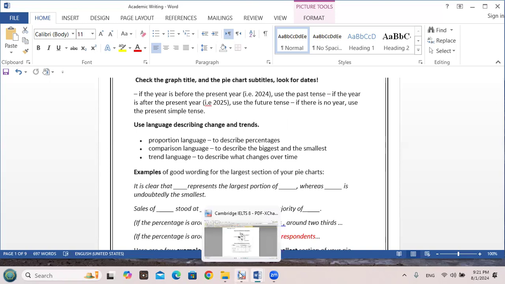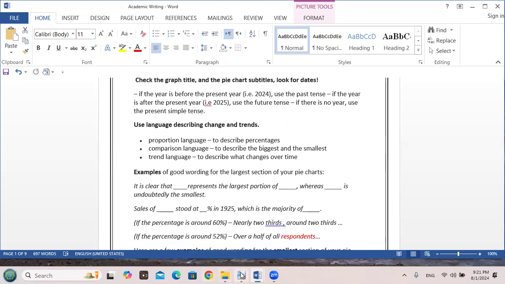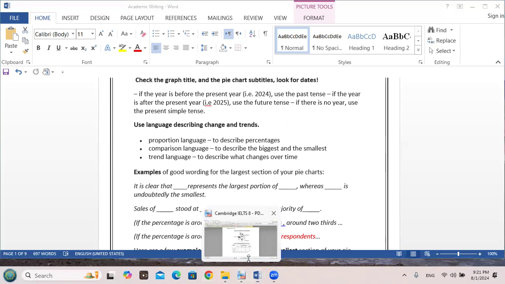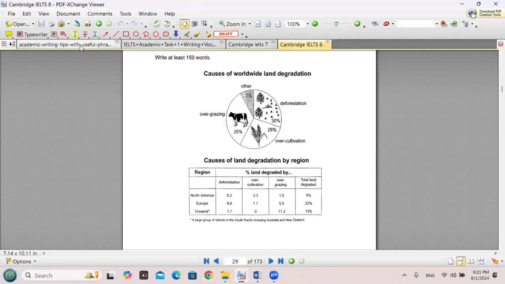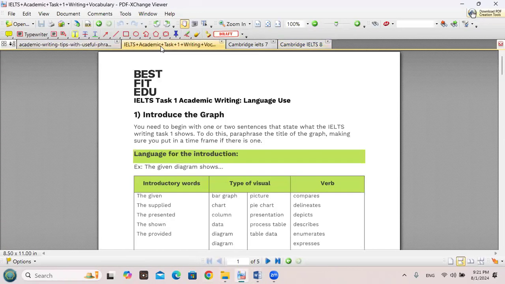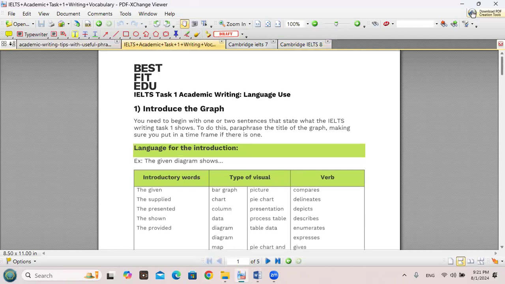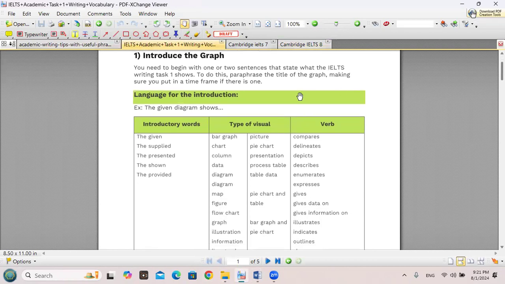Like this one, I guess, where I put it. Academic writing here. Okay, let me see. Like here we have this one. This one, as you see here. So here, in order to help you with the introduction, you can write, for example, the given diagram shows. You can write the given, the supplied, the presented, the shown, the provided. Why do we use introductory words here?